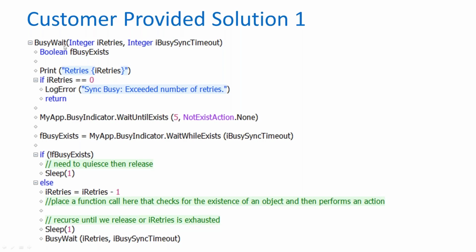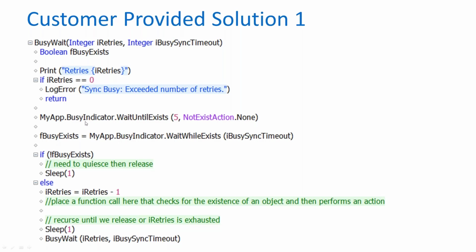He calls this busy wait, and he has, again, a number of retries, and he has a timeout and a Boolean. And he prints his number of retries. He sets his number of retries. He says if it's 0, so he's counting down. He puts in and he counts down. You'll see he does retries -1. So he waits for the busy indicator.